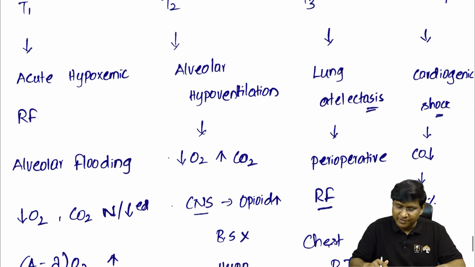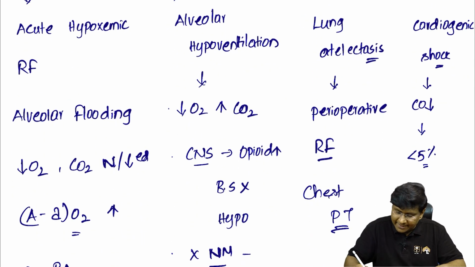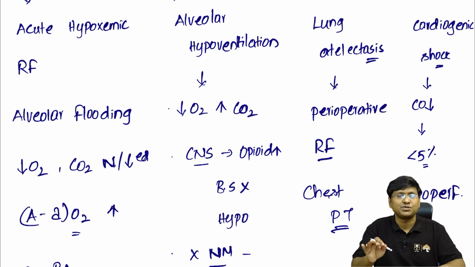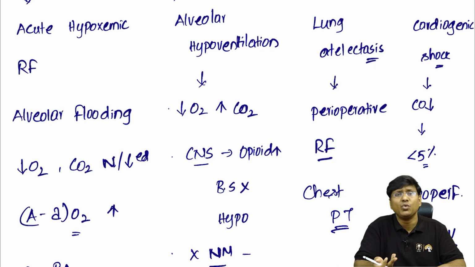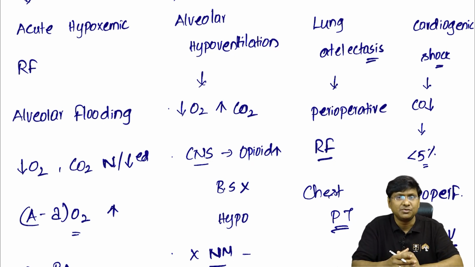So basically, type 4 respiratory failure is due to what? Type 4 respiratory failure results from hypoperfusion of the respiratory muscles, right? Then how do you treat it? You need to treat the patient by connecting the patient to the mechanical ventilator. That will improve the cardiac output of the individual, and thereby respiratory muscle perfusion will be increased.